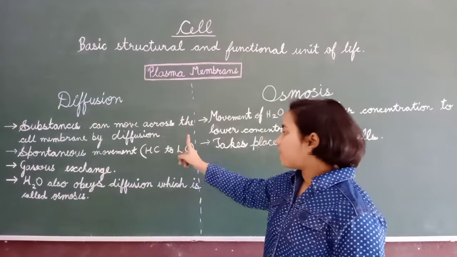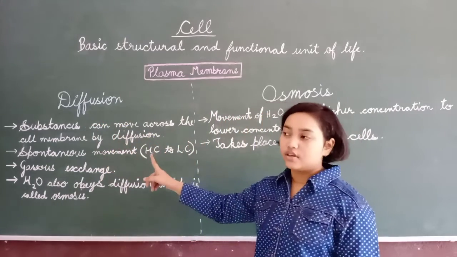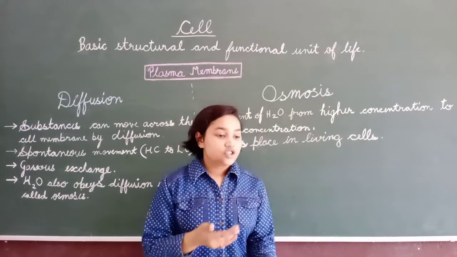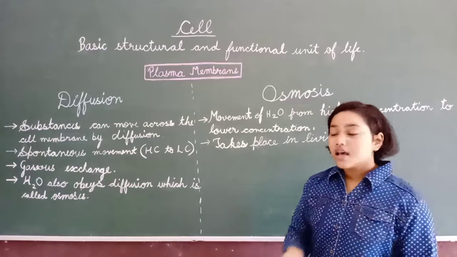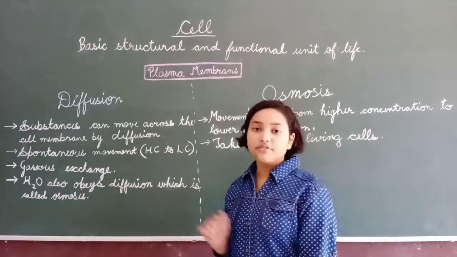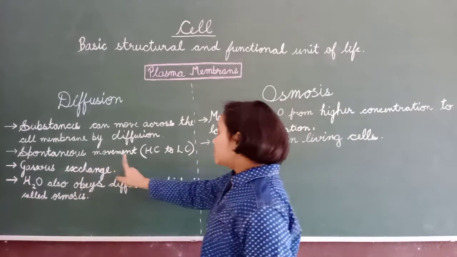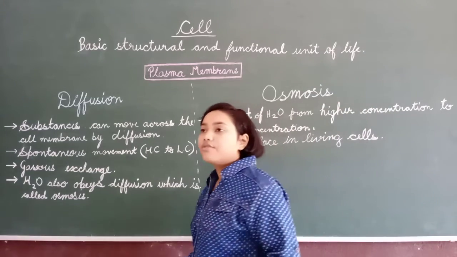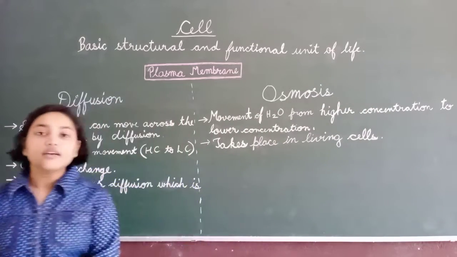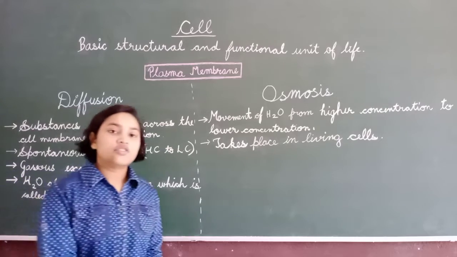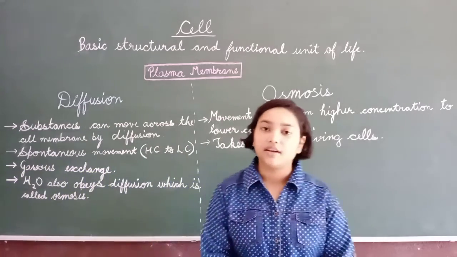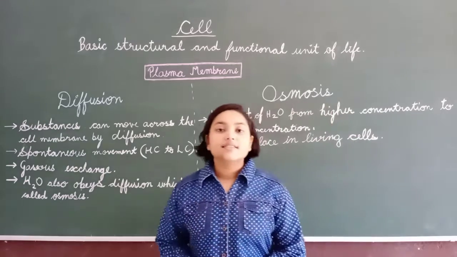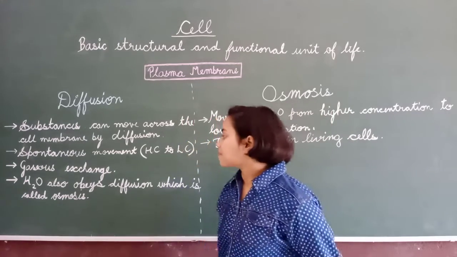Substances can move across the cell membrane by diffusion. The exchange of the substances required for the cell takes place because of diffusion. What is spontaneous movement? The movement of gases from a higher concentration to a lower concentration is called spontaneous movement.